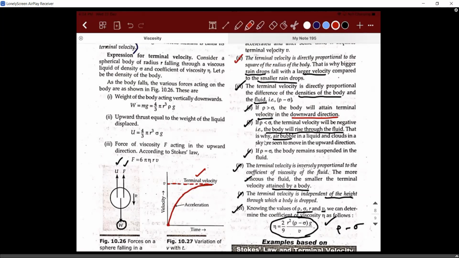Secondly, if rho is less than sigma, what will happen? If rho is less than sigma, the object tends to float in the upward direction. As a result of this, what will happen? The body will race through the fluid. That is why, see, the terminal velocity in this case will be negative, because rho minus sigma will give you a negative value. So what will happen? The body will start moving in the upward direction. That is why they are giving an example. That is why air bubbles in liquid and clouds in sky are seen to move in the upward direction. There is a reason why it is happening.